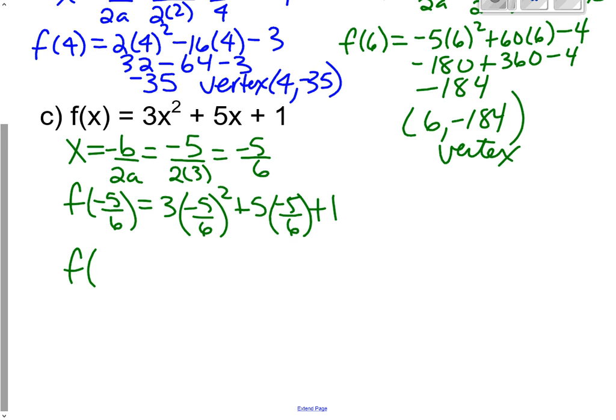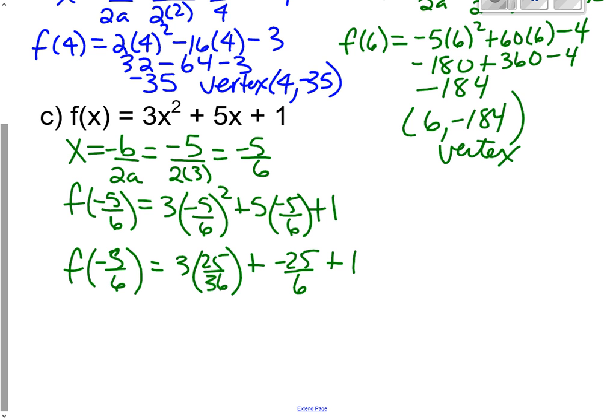All right. So negative 5 sixths squared is 25 over 36. And this is going to be negative 25 over 6. And so this becomes 75 over 36. I'm going to change this so it's over 36. So I have 25 times 6, which is going to be negative 150 over 36 plus 36 over 36.